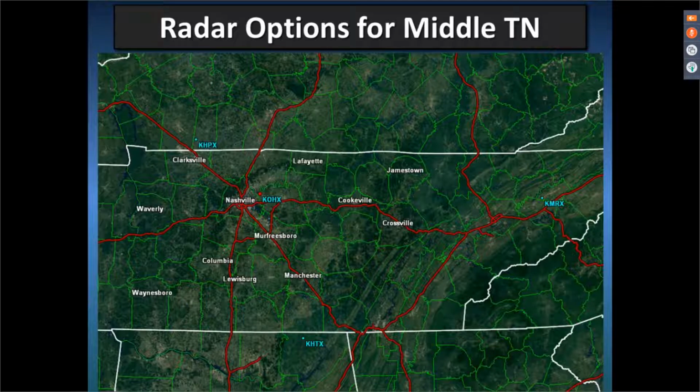And there's also, it's not on the map here, but we also use the terminal Doppler radar, which is owned by the FAA, and that's just southeast of Nashville. And we use that also. It covers the Nashville metro area really well. So basically there's 5 radars that we use to look at the weather across Middle Tennessee.